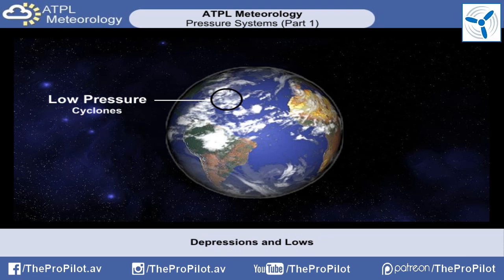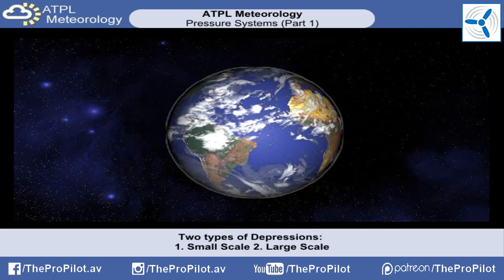The first of the pressure systems we're going to look at in detail is probably the most significant to us: depressions, or as they are more commonly known, areas of low pressure. These will be discussed in two ways. The first will deal with small-scale low pressures, and the second with much larger-scale low pressures.